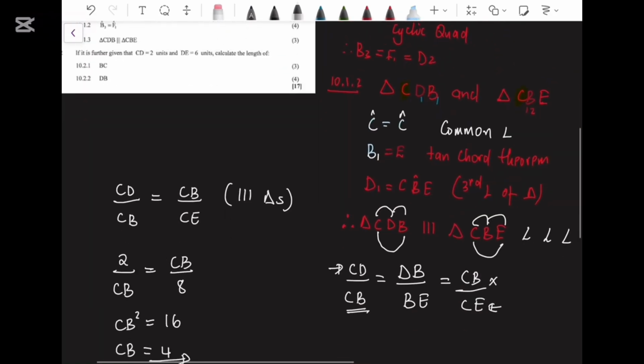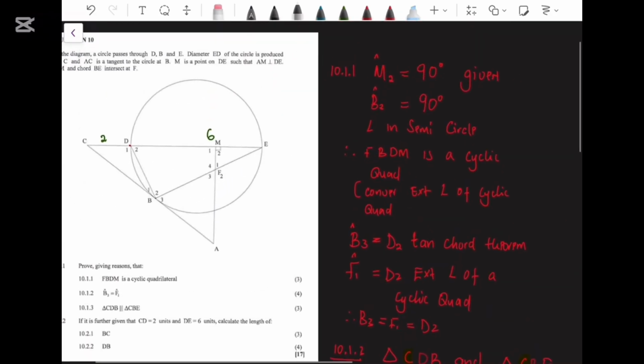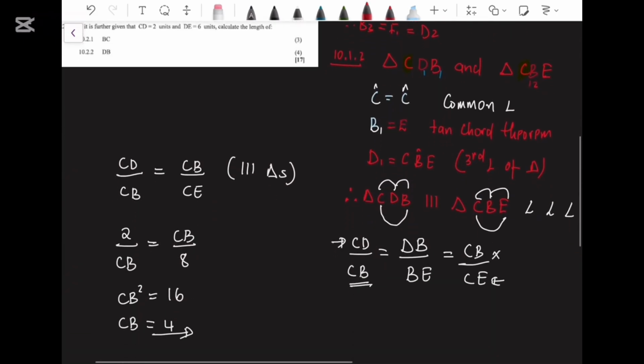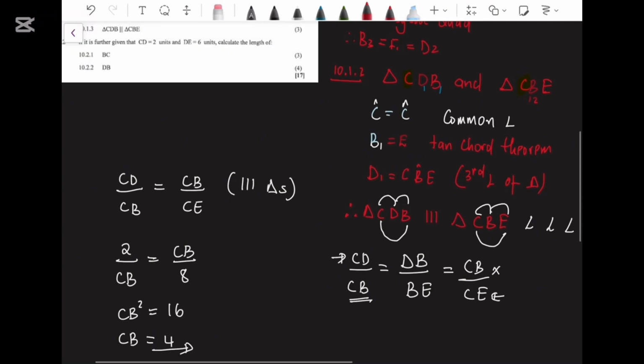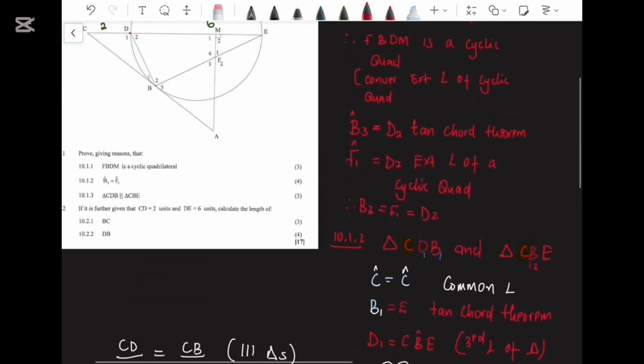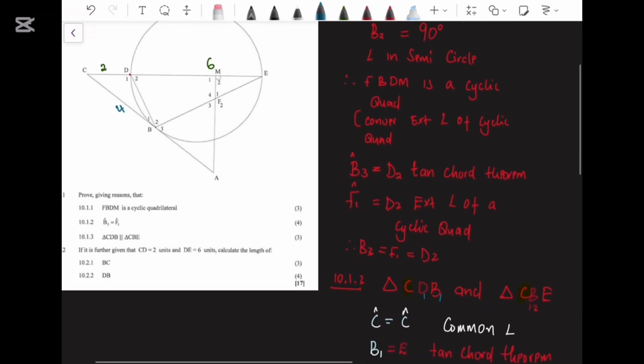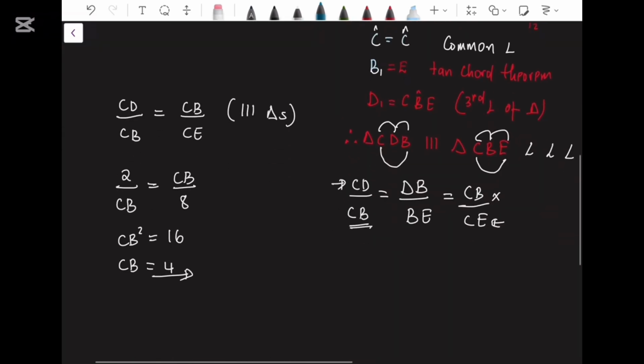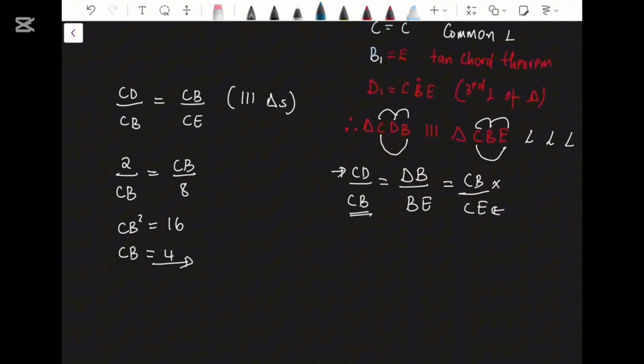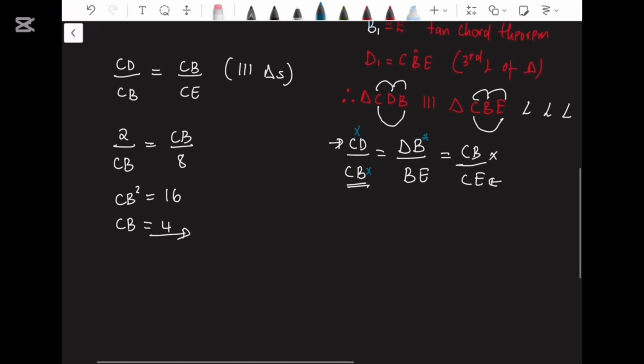Let me write my CB first in the diagram. So our CB is equal to 4. CB or BC is equal to 4 units. Okay, calculate the length of BD. Let's check where is BD. So now we have this one, we have that one, we calculated. We need this one. Okay, let's see.